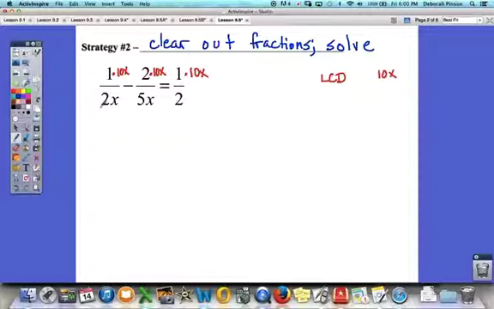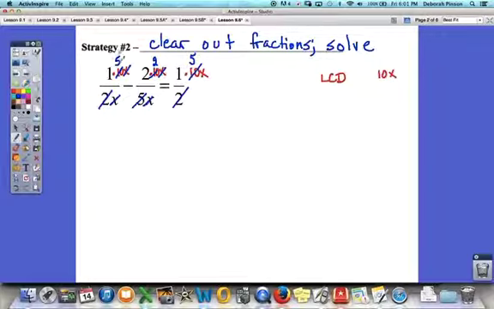What that's going to allow me to do is reduce. So here 2 goes into 10 5 times. The x's are going to cancel. 5 goes into 10 2 times. Again, the x's are going to cancel. And 2 goes into 10 5 times. I've still got the x.